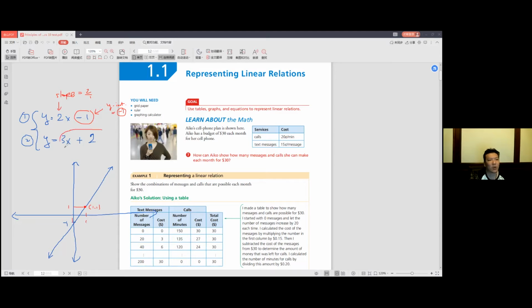We have another line. So it says over here, y = 3x + 2. So again, we have plus 2, and then we have a slope of 3. So it's going to go a little bit steeper. It's going to go something like this.